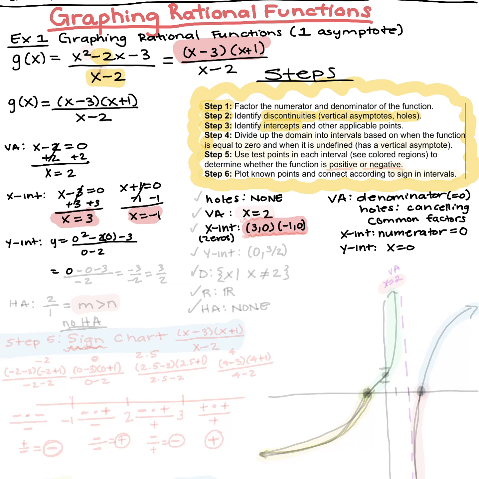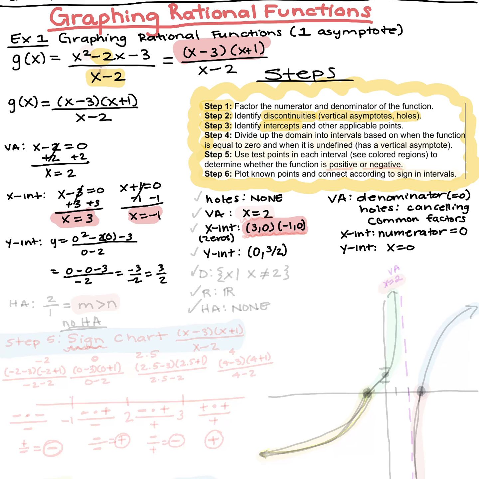0 squared is 0, 2 times 0 is 0, minus 3, and 0 minus 2 is -2, so then that'll give me -3 over -2, which is just 3 over 2, because a negative divided by a negative is a positive. So my y-intercept is going to be (0, 3/2).